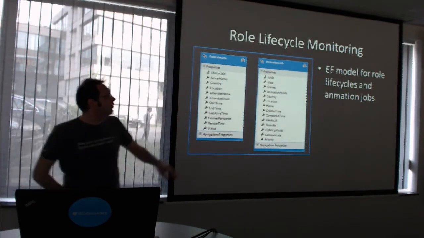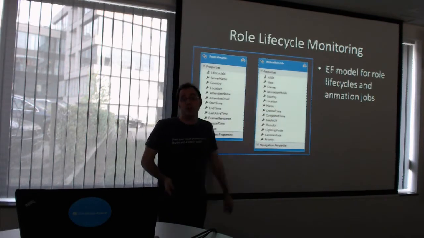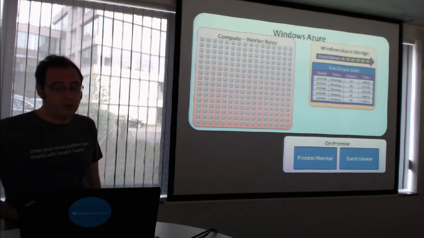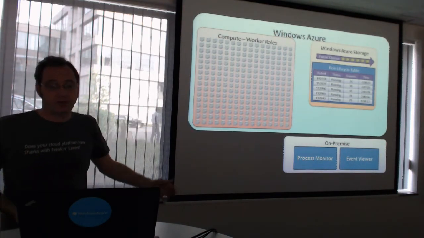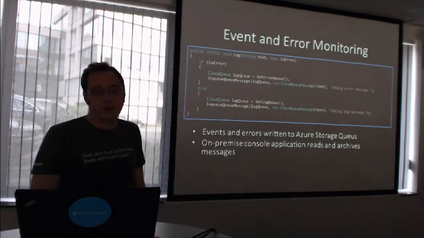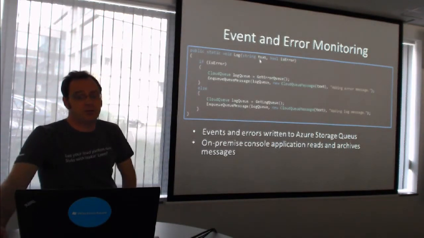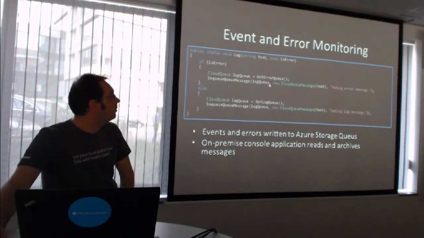For each animation job, I've got another table in the database which is storing information about the animations. And I'm basically using the queues for the errors and the events. So I've got my on-premise application where I can monitor this. This is basically what the queuing looks like. I have this method called log. If it's an error, it goes on the error queue. If it's just a regular event, it will go on the events queue.